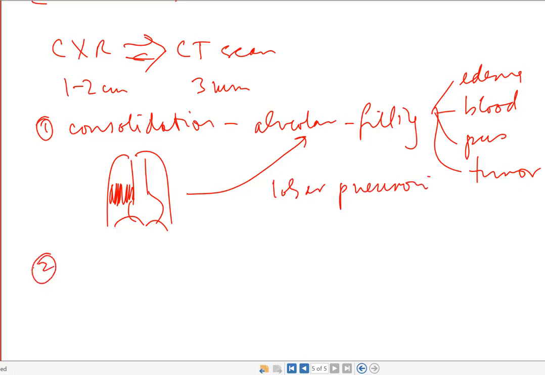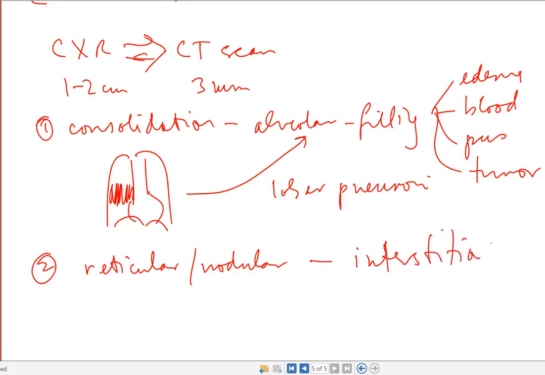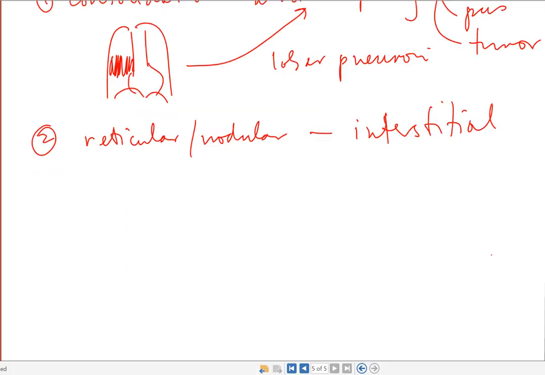The other pattern that you've got to compare and contrast that to is reticular nodular. Reticular, Latin for mesh or net, with little solid areas in it where you get little areas of fibrosis. When you see this, it's going to be our interstitial diseases. So that would be our atypical pneumonias or pulmonary fibrosis.